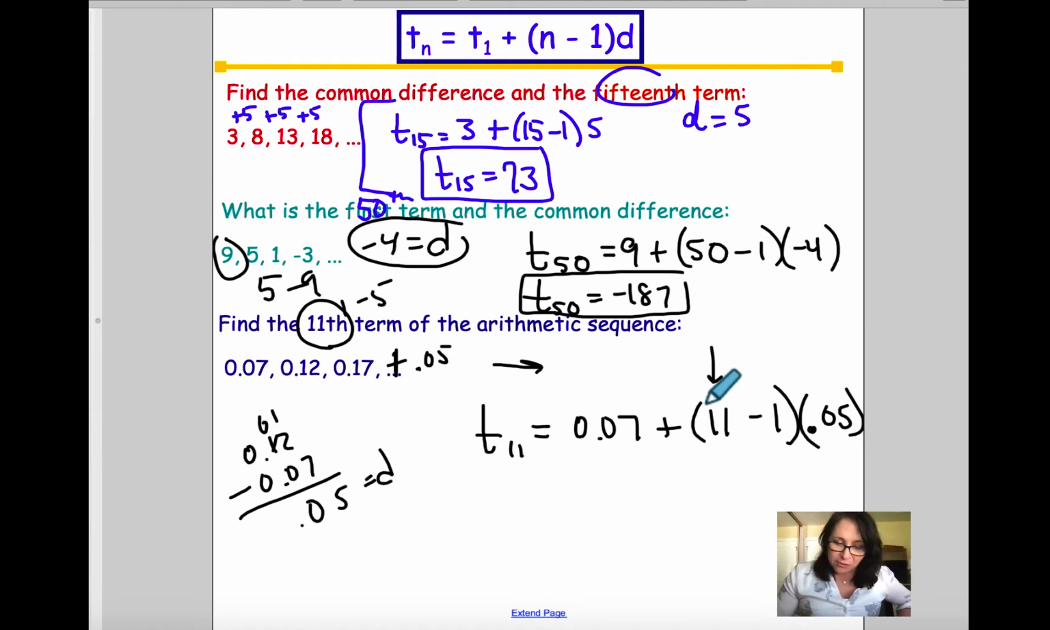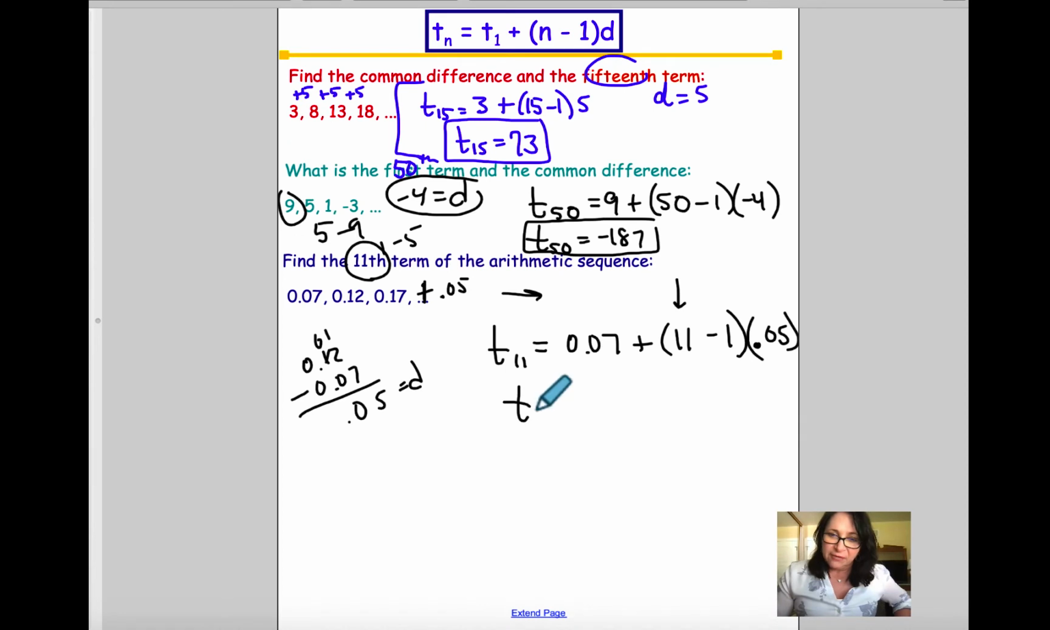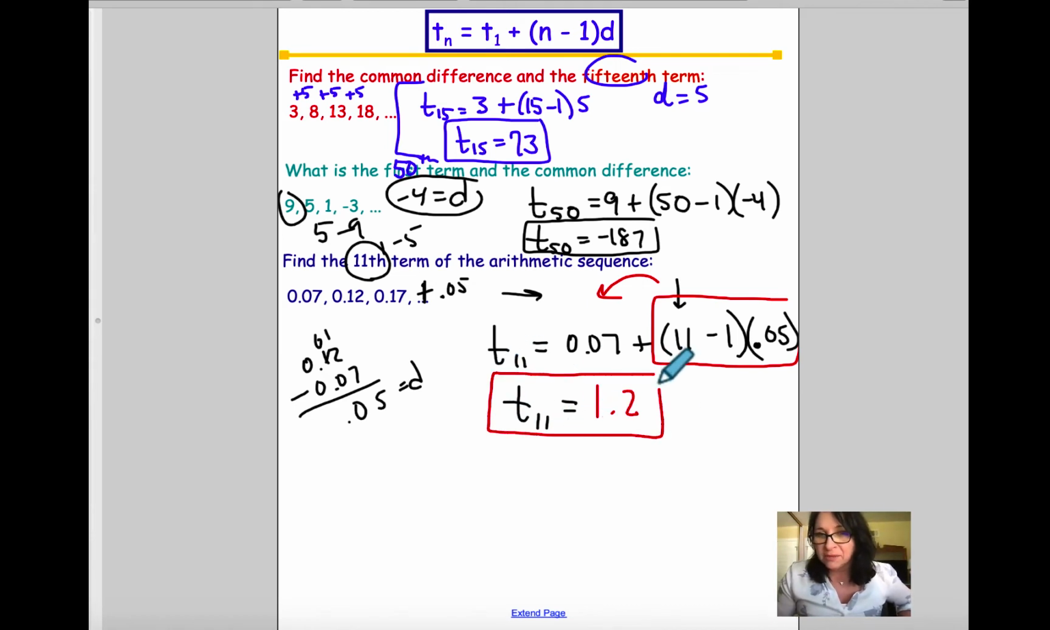And so in this problem here, you work this out, please, T of 11 is equal to, always make sure that you do this multiplication first before you add that value there. And so I end up getting 1.2, which is my 11th term.